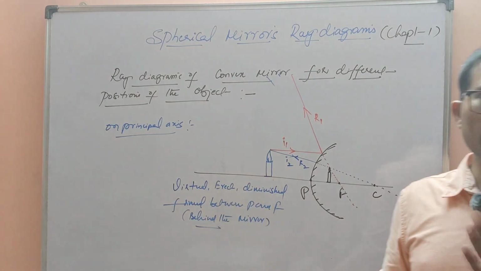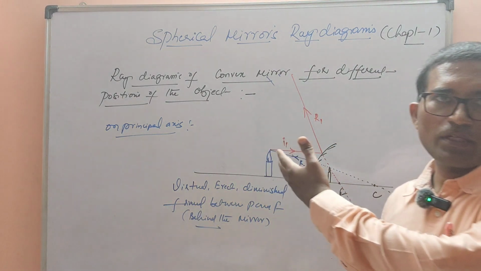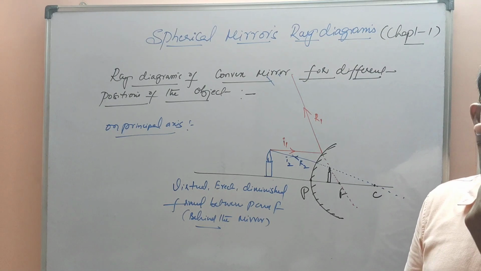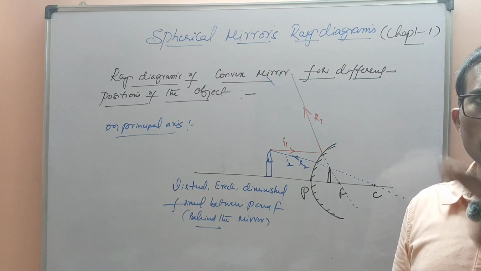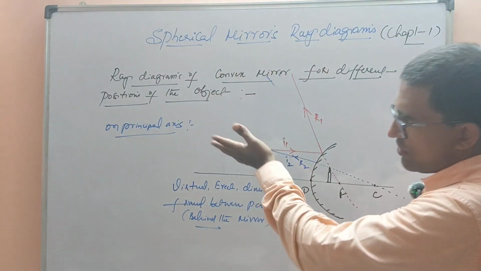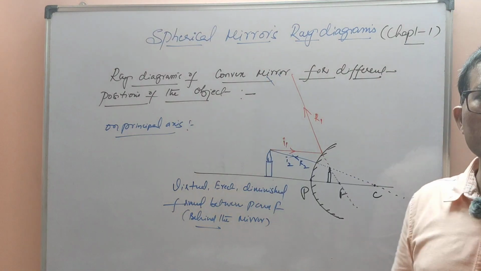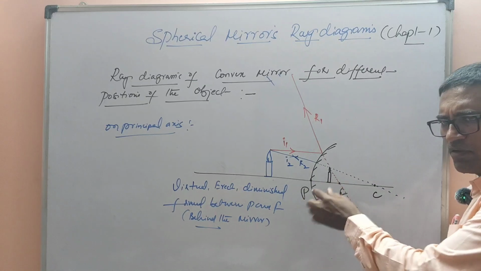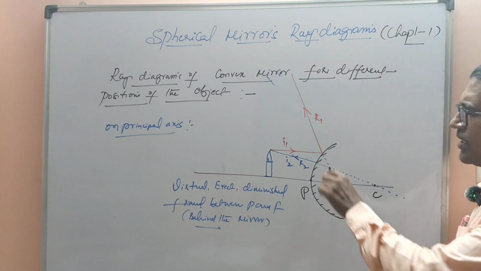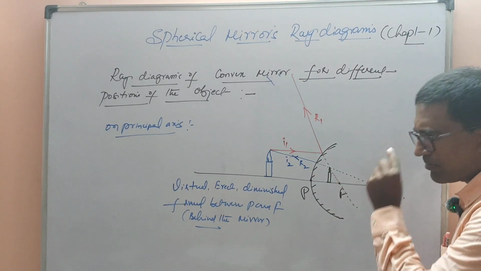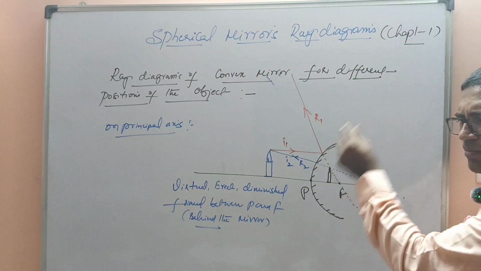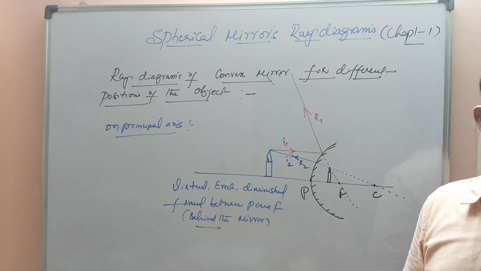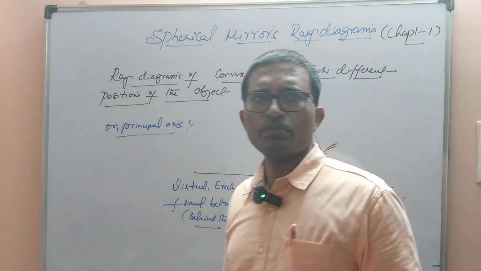Related to the ray diagrams of a convex mirror, we have only two ray diagrams. We discussed only two positions: one is the object at infinity, and the next is the object on the principal axis. Wherever the object is placed on the principal axis, the image will always be between P and F, and the image will be inside the mirror, that is, a virtual image. It is always erect, always diminished, and always formed between P and F only, wherever the object is placed on the principal axis. I hope you all understood, my students.